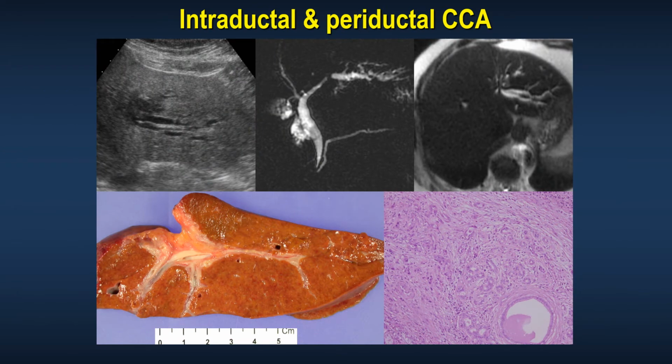In this case, on MRCP, only focal stenosis and mild proximal duct dilation are observed. On ultrasound and MRI T2-weighted images, alteration of echogenicity and signal intensity is suspected around stenosis. On surgery, it was confirmed as intraductal carcinoma that had a periductal extension.